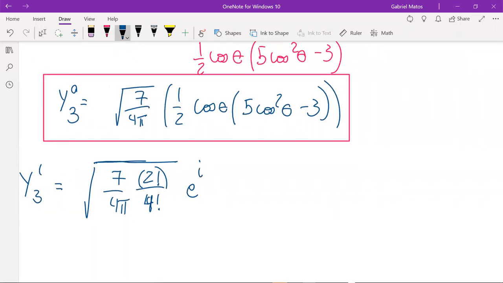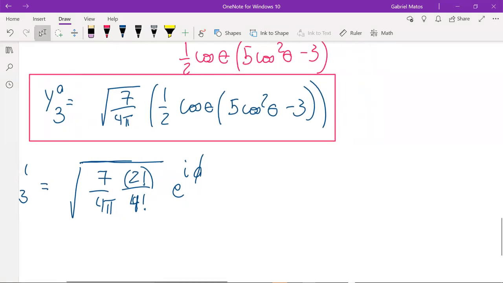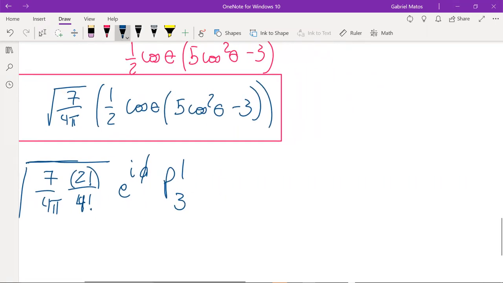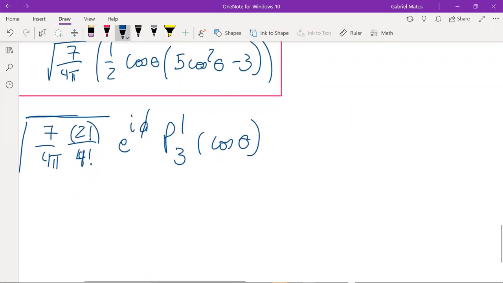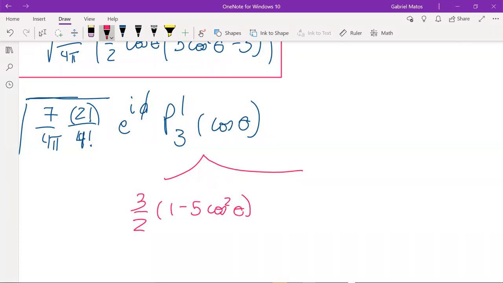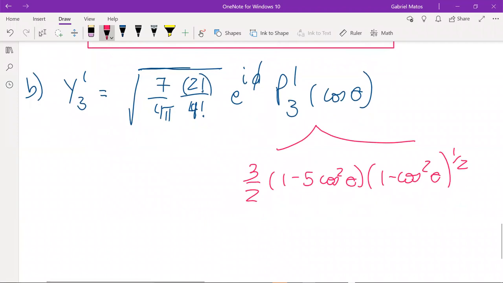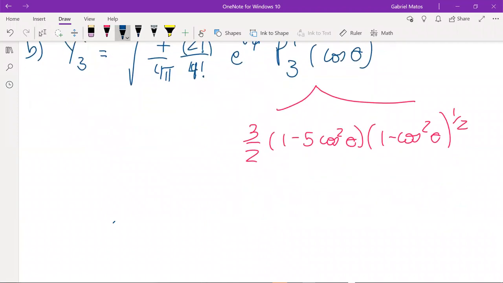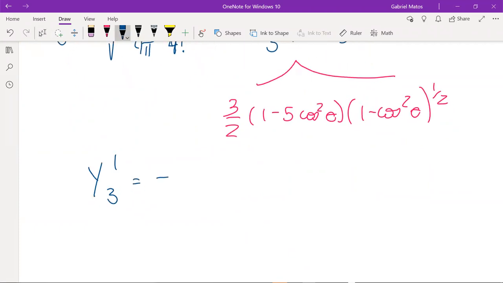And this is e to the i phi because we have e to the i m phi, and M here is 1. We're also going to have this associated Legendre polynomial, which is P31 of cosine theta. If you look it up, it is 1 minus 5 cosine squared of theta, something like that. Once again, you can just look this thing up. Then if you do some simplifying, including whatever's under the square root, you should arrive at Y31 looking something like this.